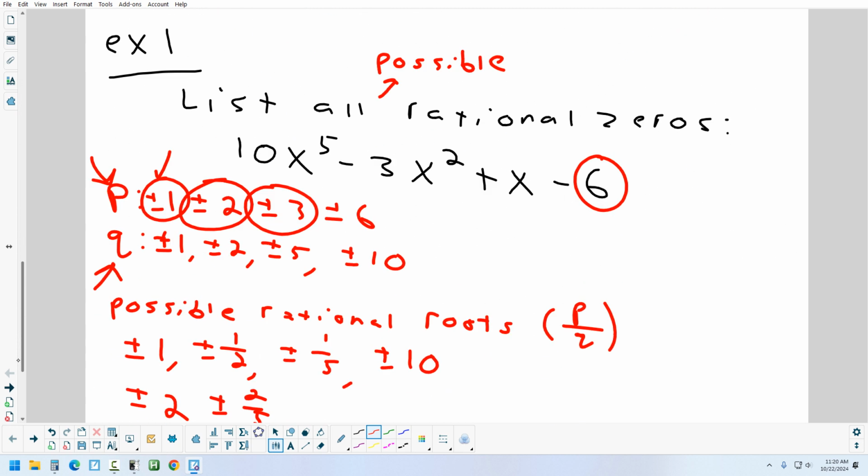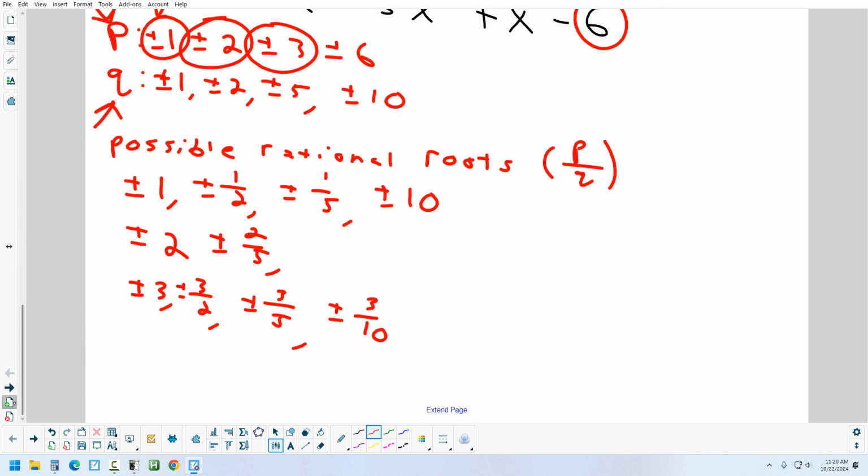And now let's finish up with a 6 in the top. Okay. What would be the first one? 6. Next one would be 6 over 2, but we already have 3, so we skip that one. Next one? 6 over 5. And the last one? 6 over 10, already have 3/5, but that's 3 divided by 5, so we already have that one.